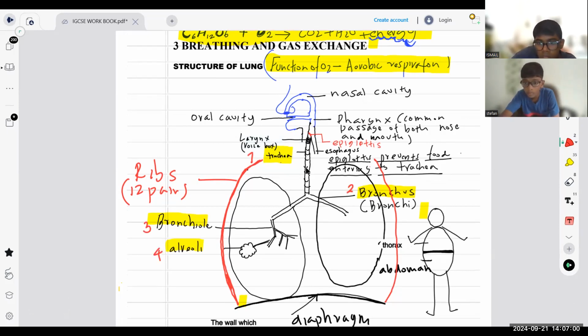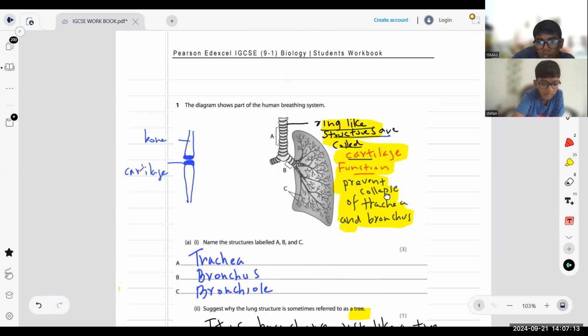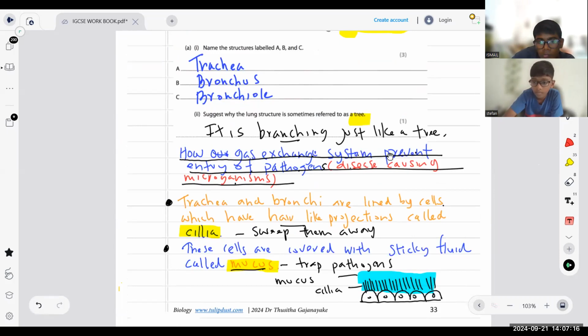Then gas, oxygen, moving to the alveoli. Then we also learned the diaphragm as the wall between the thoracic and abdomen cavity, thorax and abdomen. And then we learned the protective mechanism of the gas exchange system. This is cilia of the cells and a mucus fluid. Mucus traps pathogens, cilia remove them away. So in this way, we keep the respiratory system healthy, and pathogens cannot come.